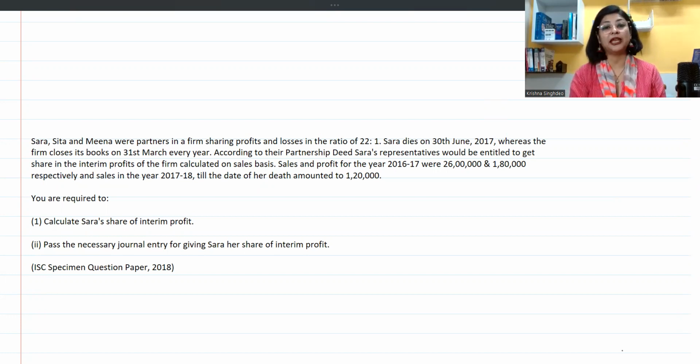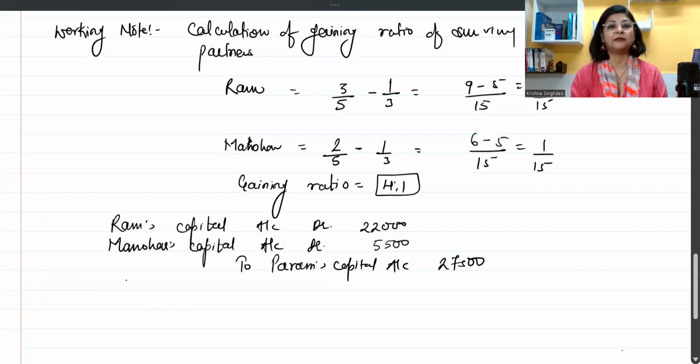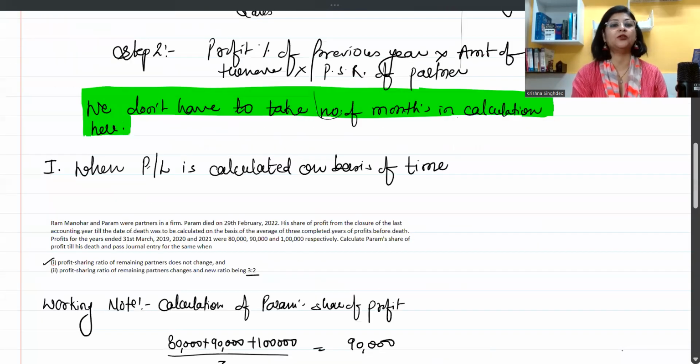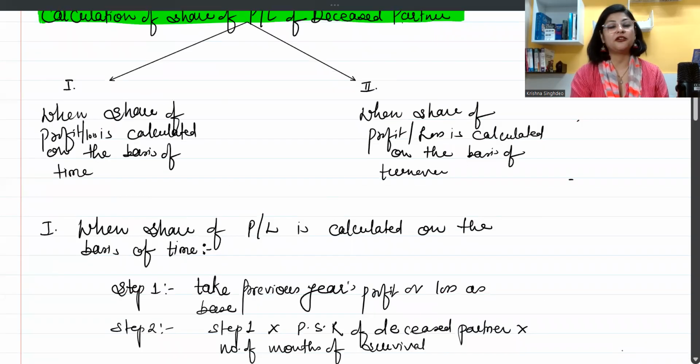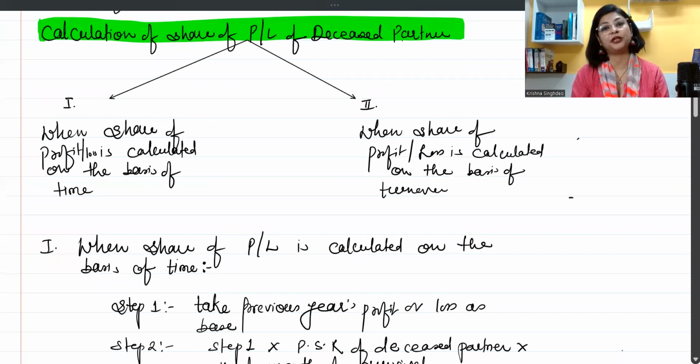Previous video में हमने average profit of past couple of years और previous year के profit की basis के ऊपर एक question करके देखा था। आज का जो पार्ट है वो है पार्ट नंबर 2, जहां पर मैं डिस्कस करने वाली हूँ how do we calculate share of profit of deceased partner when the profit is to be calculated on the basis of previous year's turnover and profit.